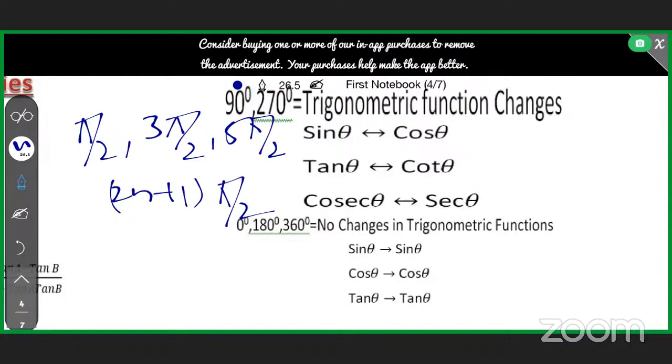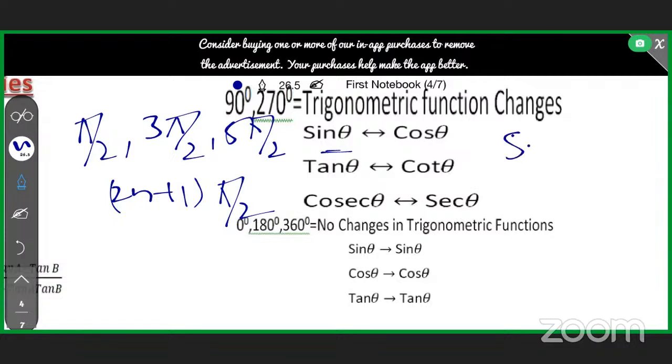Any trigonometric function coming in contact with pi by 2, don't worry about 270 or 450 or anything. If you see a pi by 2 in an angle, like 3 pi by 2 or 7 pi by 2, the moment you see a pi by 2 in an angle, you have to remember this rule. What is that rule? The trigonometric function changes. If it is sine, it will become cos. If it is cos, it will become sine. If it is tan, it will become cot. If it is cot, it will become tan. Let us take some examples.